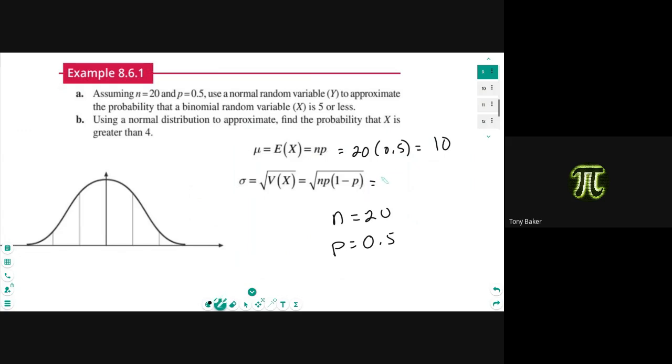My standard deviation will be the square root of 20 times 0.5 times 1 minus 0.5. First time I need to actually open up Desmos now. And we get 2.236. So that's my standard deviation.